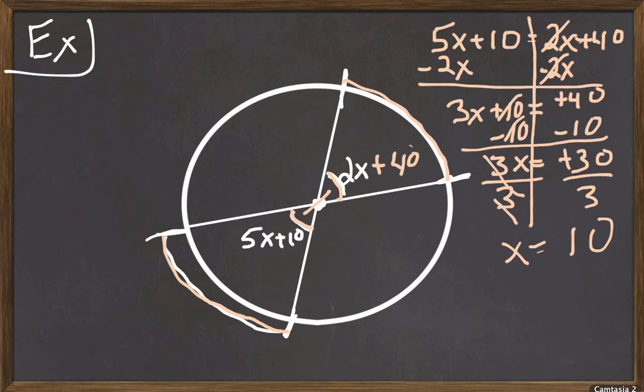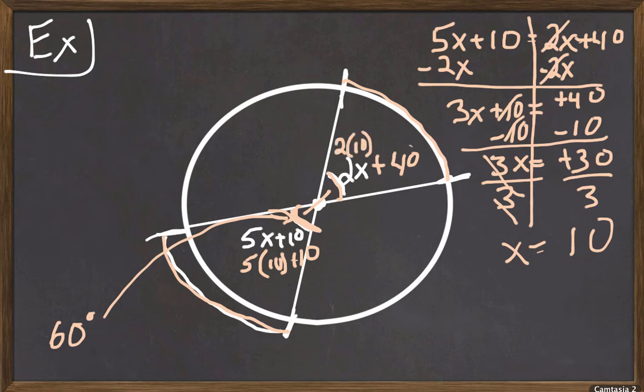Now I found x. Now I can find the measure of my central angle. I just got to plug and chug. So I'll plug 10 in for x here. So I got 5 times 10 plus 10. That'll give me 60 degrees. So I know this angle measure here is going to be 60 degrees. And if I plug it in up here, it should be the same thing. I got 2 times 10 plus 40. Okay, yeah, that gives me 60 degrees. That's my central angle and my intercepted arc.